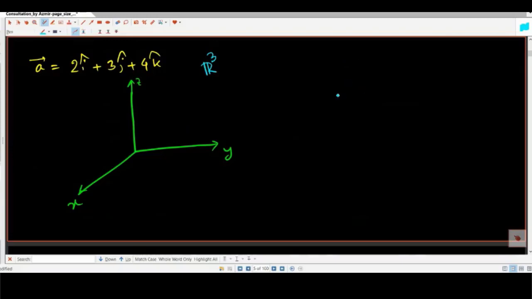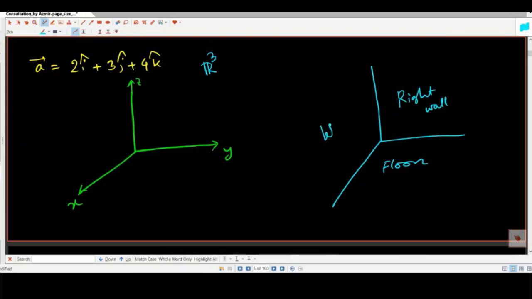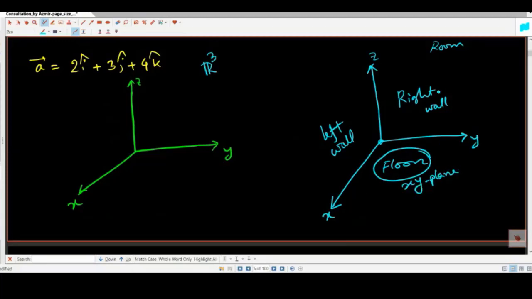We can understand this with an example. Let's say we have a room where this is the floor, this one is the right wall, and this one is the left wall. This is the x-axis, this is the y-axis, and this is the z-axis. This is the corner of a room. So we can say that the floor is the xy plane. The right wall consists of the y-axis and z-axis, that's why it is called the yz plane. And the left wall is called the xz plane.